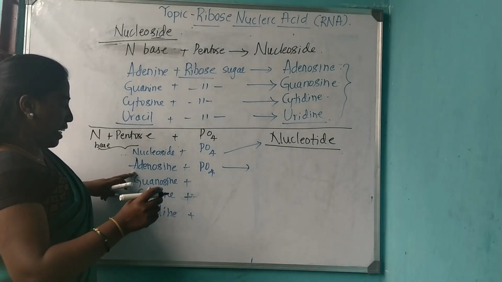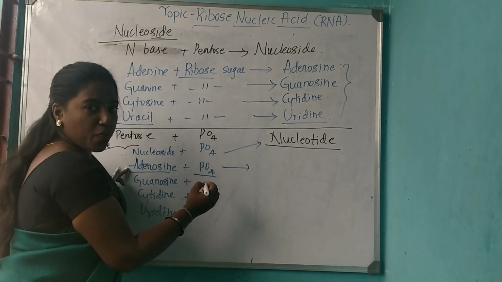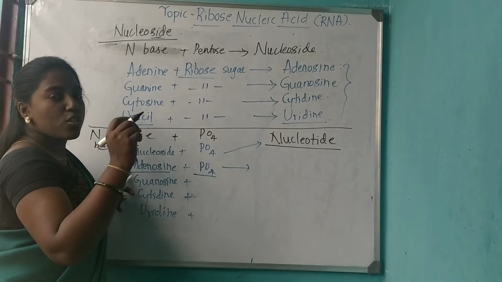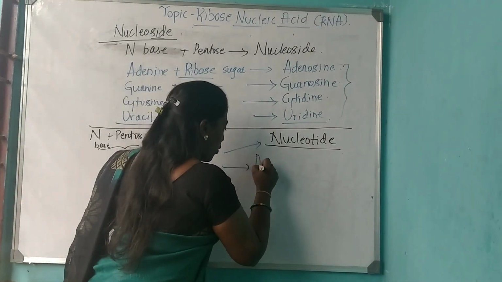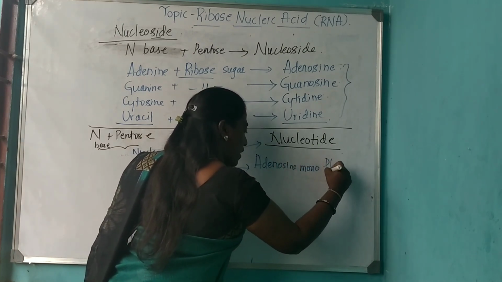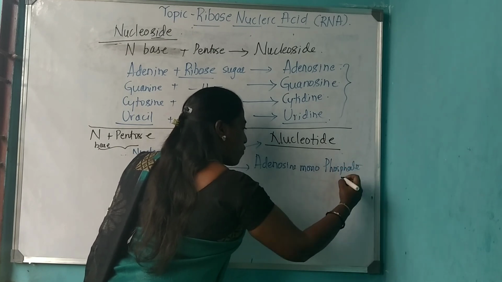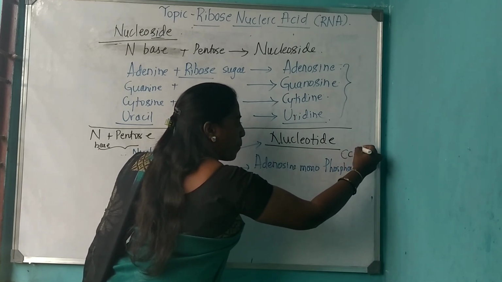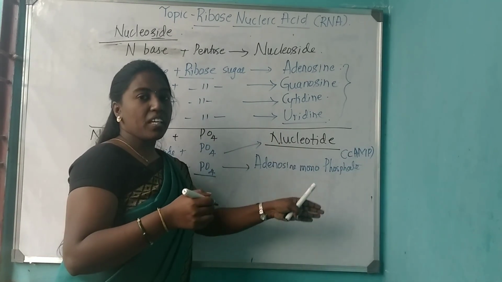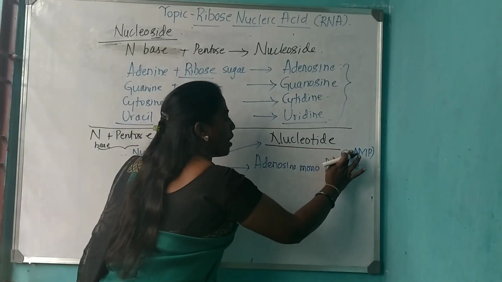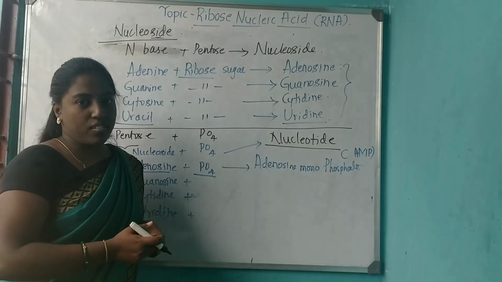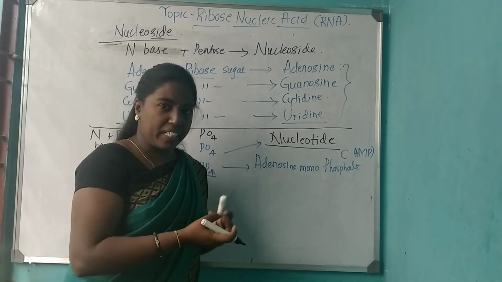So let us write the nucleotide. Adenosine combines with phosphate and results in the formation of adenosine monophosphate. How many phosphate? 1 phosphate. So in short form, we'll call this AMP. This AMP acts as a secondary messenger in case of hormone controlled reactions.